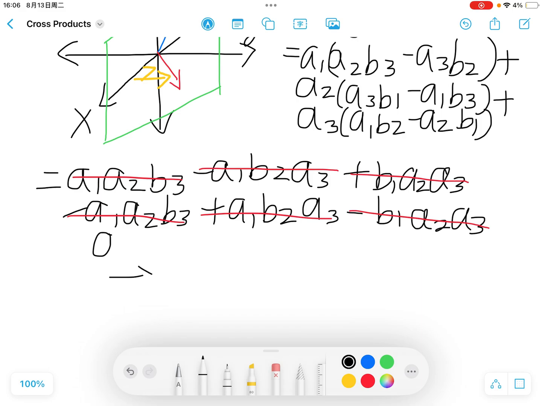This essentially means that vector A is orthogonal to the cross product of vector A and vector B. You can prove that vector B and the cross product of vector A and B are orthogonal the same way.